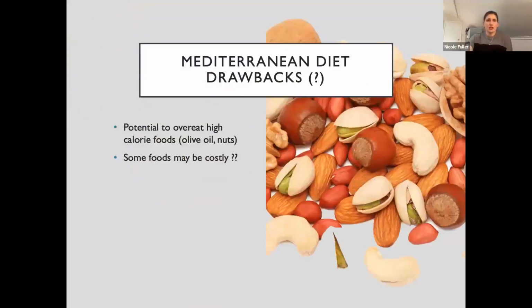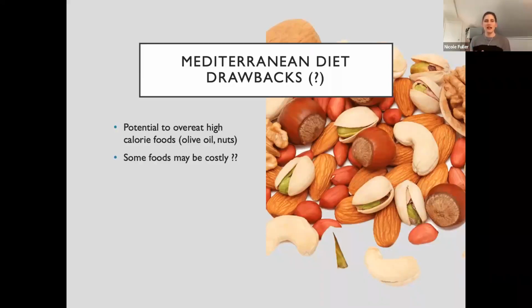I put drawbacks with a question mark because I couldn't really find any. I guess there is a potential to eat higher calorie foods, like if you overeat, use too much olive oil, eat too many nuts. I guess you can maybe gain weight on it. I mean, obviously in those countries that eat a Mediterranean diet, I'm sure there are people that are overweight. But I didn't find many drawbacks. It could be costly for some people, because a lot of processed foods are cheaper. So it might be a little more expensive.